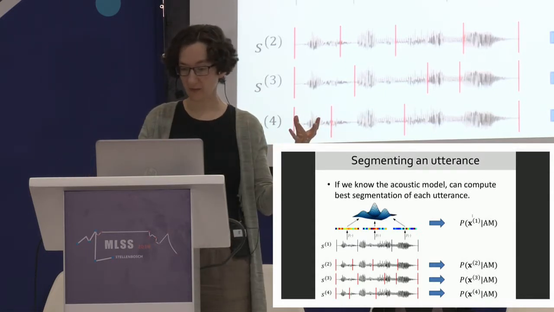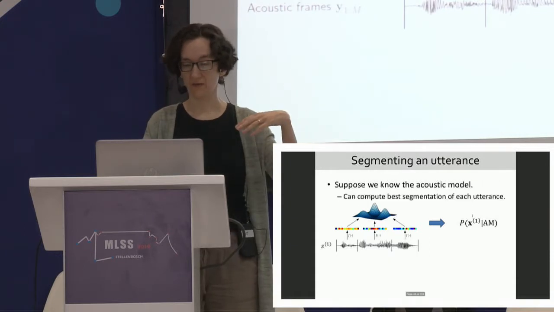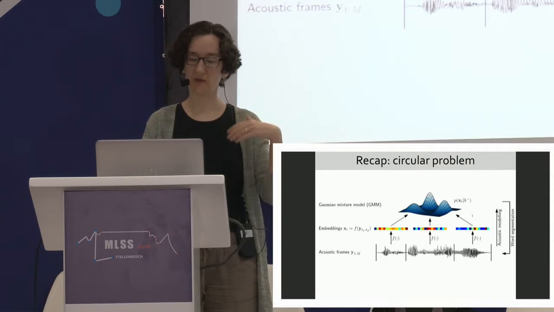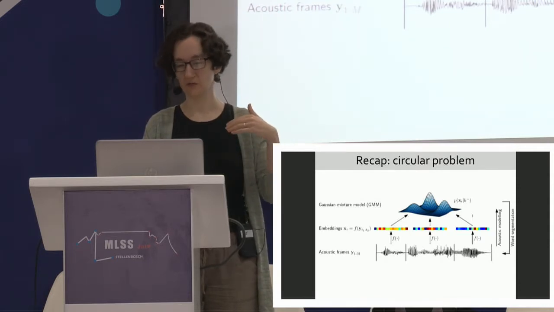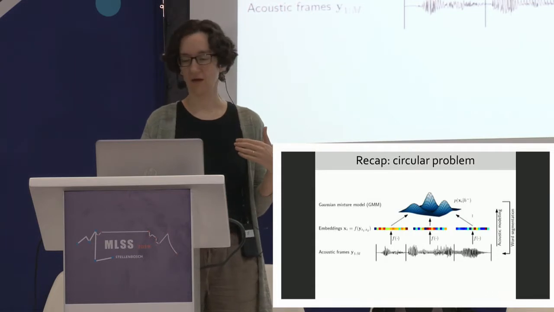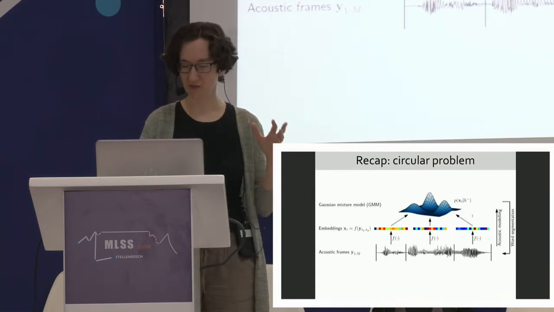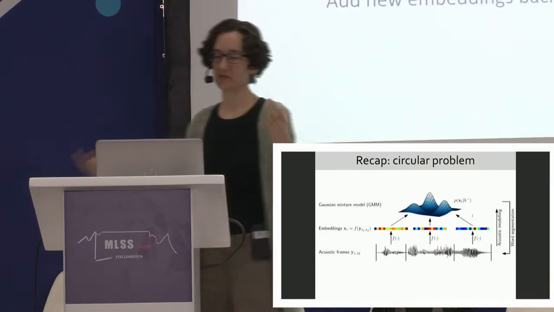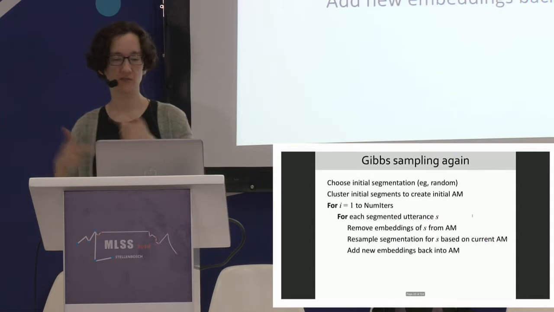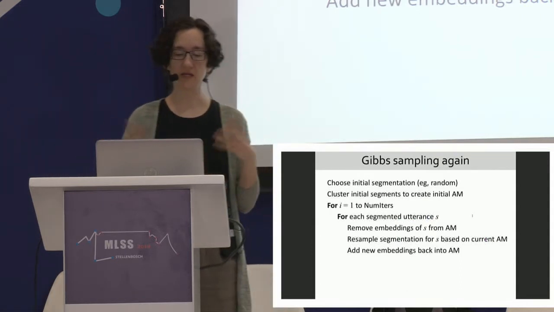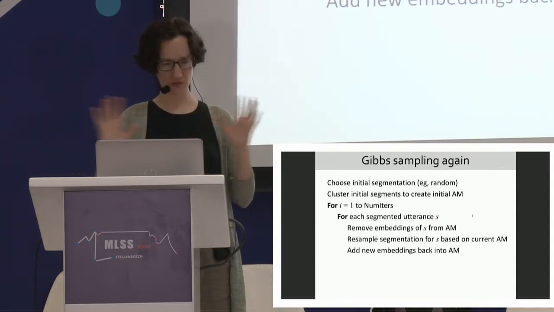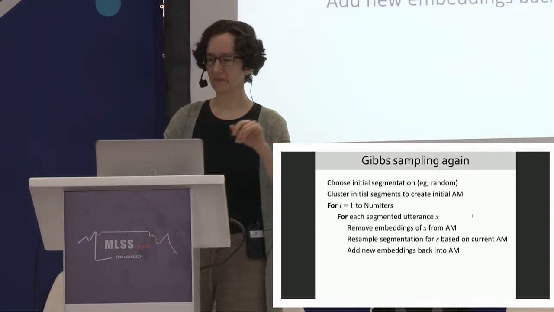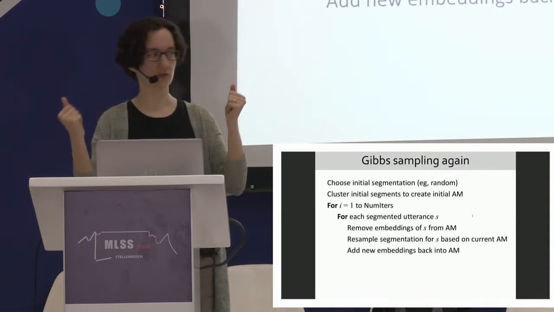Okay, so I've said if we have the segments, we can use those to do clustering, and if we have the acoustic model, then we can use that to figure out the segmentation. So those of you who have experience in machine learning can probably guess where I'm going from here. We're going to use a Gibbs sampler to alternate back and forth between these two components. So we're going to initialize everything at random, choose a random segmentation, and just assign segments to clusters randomly, which gives us an initial acoustic model.